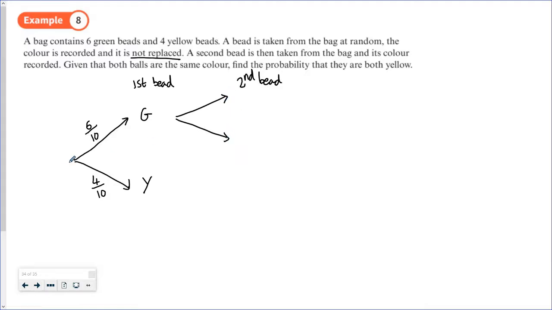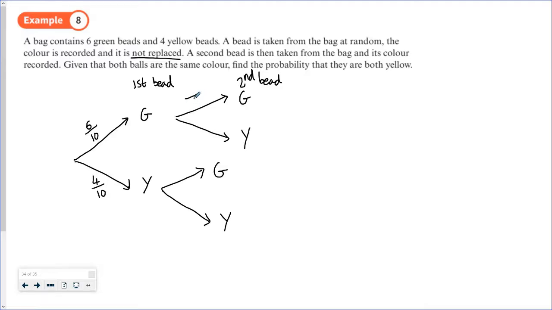So once I've chosen a green bead, when I choose my second bead, I can either pick out a green one or a yellow one. And similarly, if I picked out a yellow bead first, then for my second bead, I could have either a green one or a yellow one. So this here is the probability of getting a green on the second bead, given that we've chosen a green in the first bead. So we've got to try and work out what that probability is.